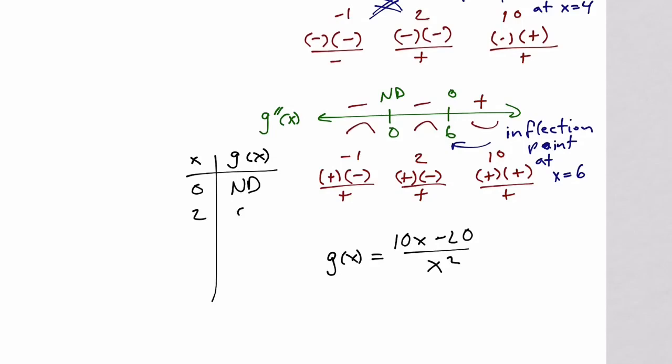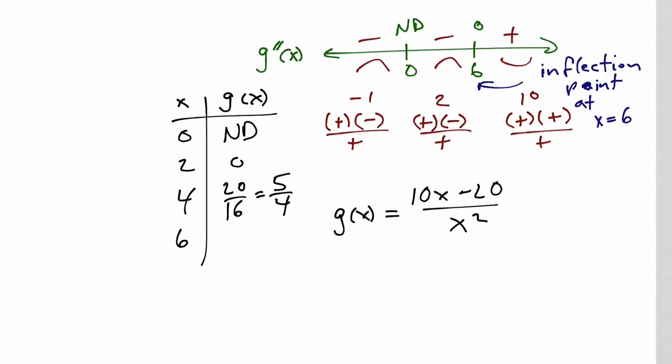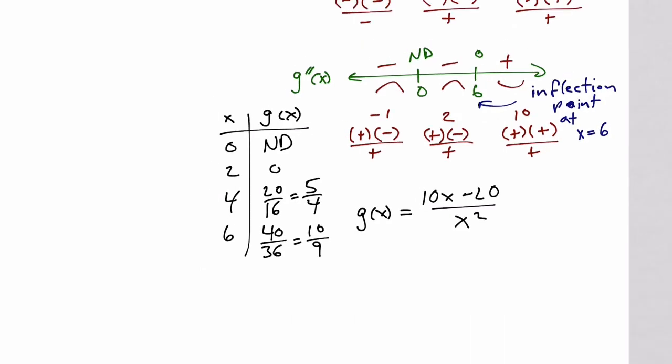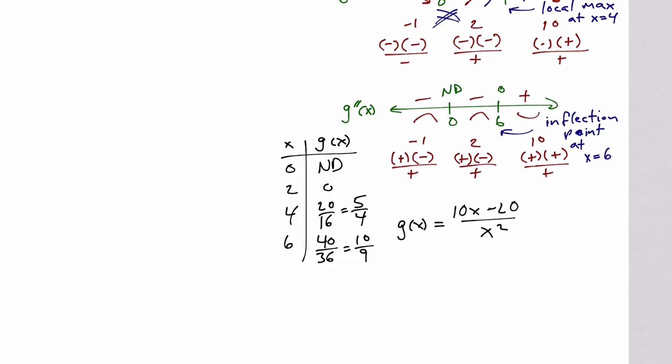We know that the value at 2 is 0, and we know that 4 and 6 are important points. If I plug in 4 for x, I get 40 minus 20 divided by 16, so 20 divided by 16, or more simply, 5 over 4. And the value when x equals 6 becomes 60 minus 20, divided by 36, which is 10 over 9. So both values are slightly larger than 1.